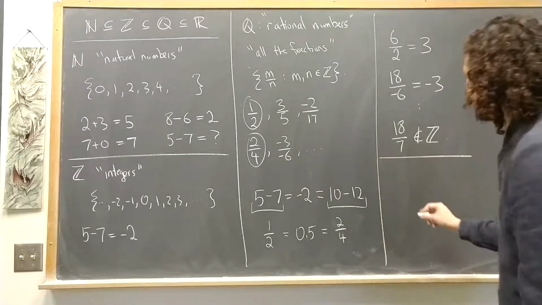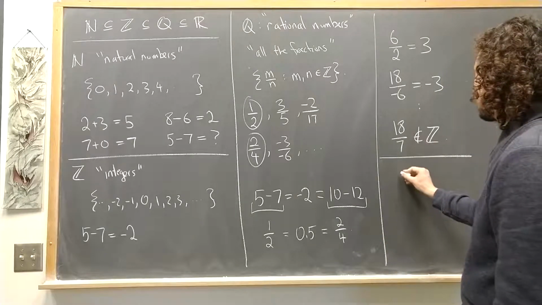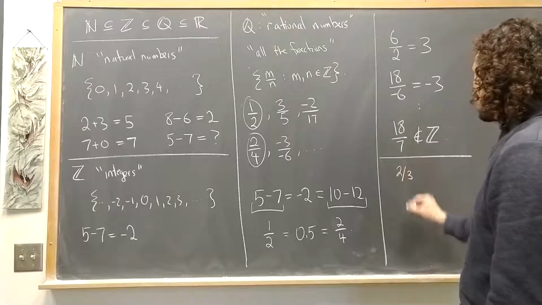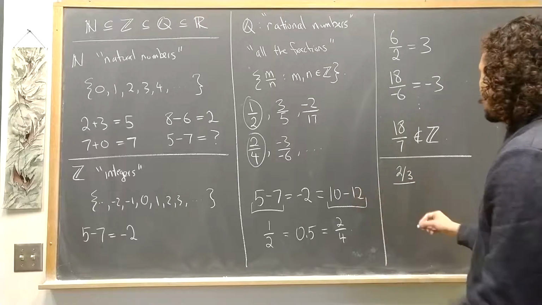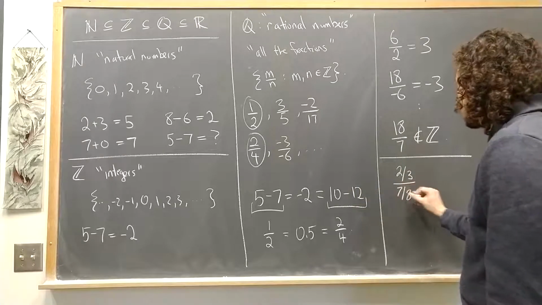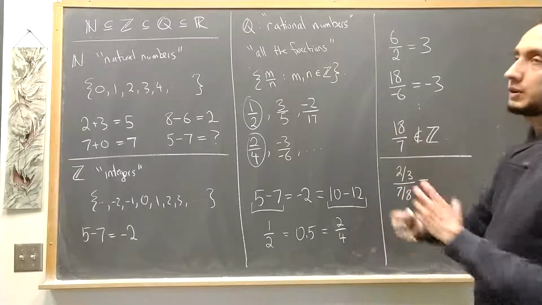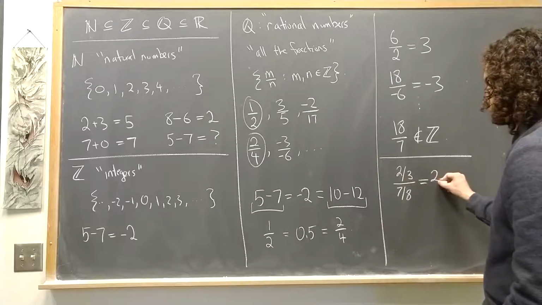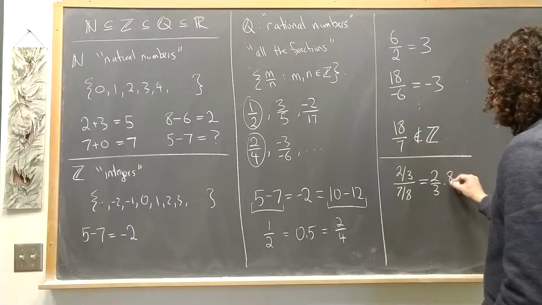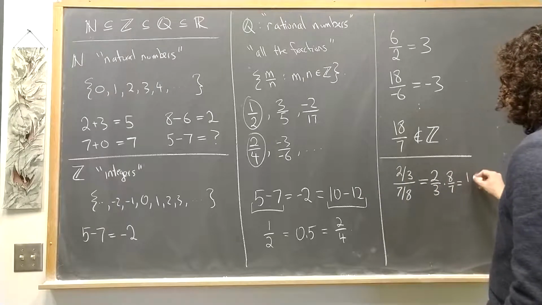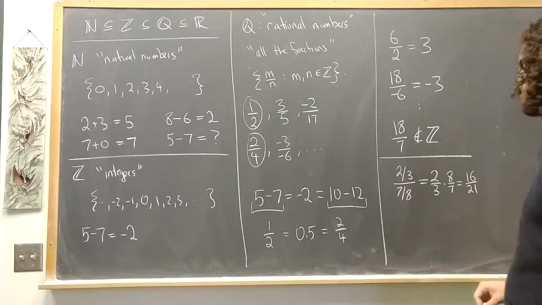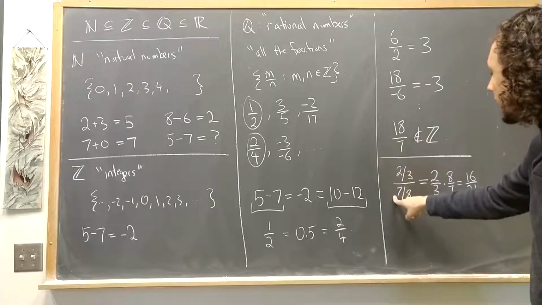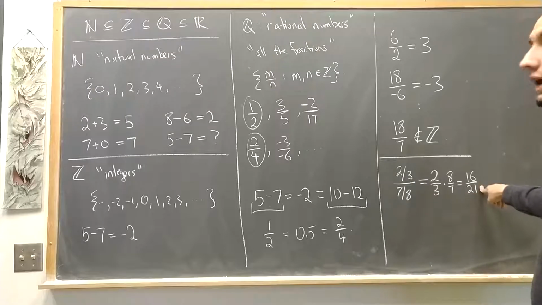So for example, if I take a fraction like 2 over 3, and I divide it by another fraction like 7 over 8, a sort of familiar manipulation from high school tells us that this is equal to 2 over 3 times 8 over 7, which is 16 over 21. And we see that even if I start with two fractions, I'm getting a fraction out of it.